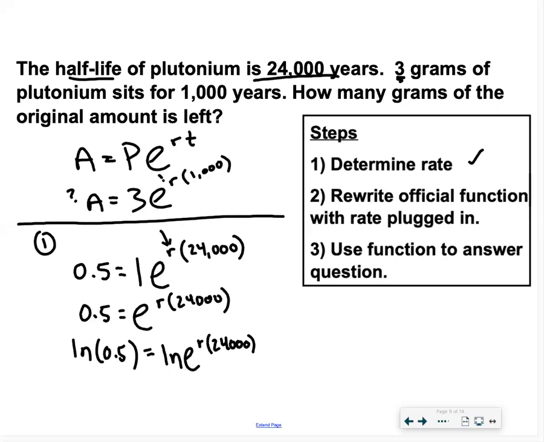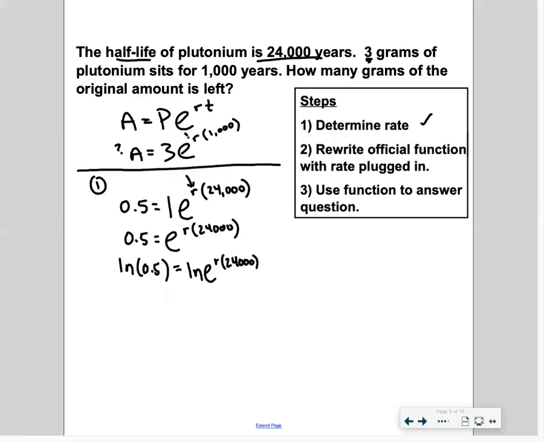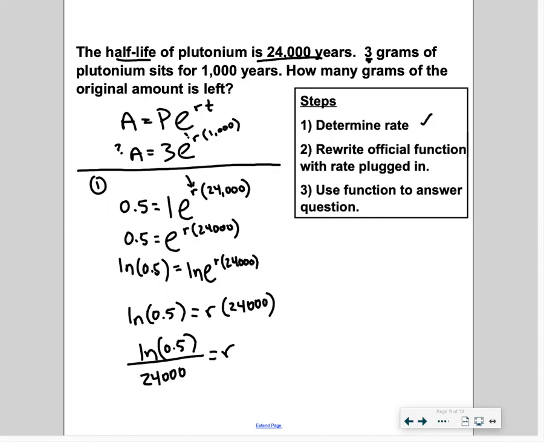Okay, so like that. And then I'd have natural log of 0.5 is equal to R times 24,000. So let's leave it. We're not actually going to get the decimal yet. We're going to leave it like this. Natural log of 0.5 over 24,000 equals R.